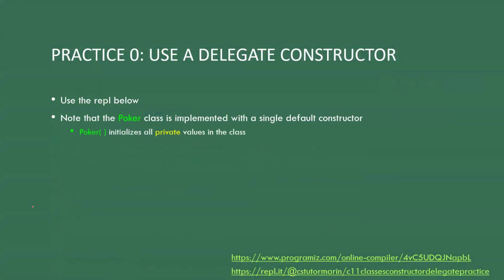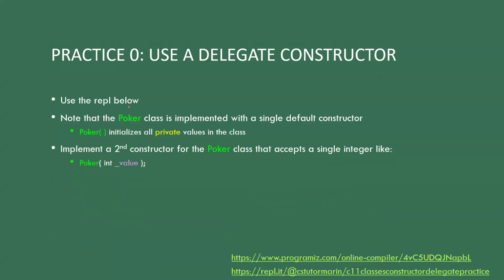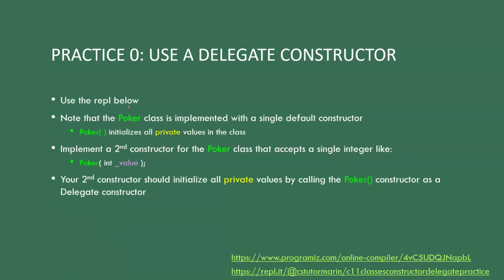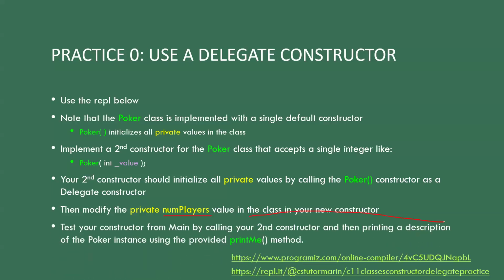So let's just do a real quick one here. Click on one of these links below. We've got a program link and we've got a Replit link. So this is a poker game with a private constructor, and then we want to have a second constructor and piggyback or have that delegate constructor call, okay? So the second constructor is going to initialize all the private values by calling the poker constructor as a delegate constructor, okay? And then we should be able to modify num players as a class in our new constructor, okay? And then you should be able to call it from main. I think all the main stuff is kind of set up for you, okay?